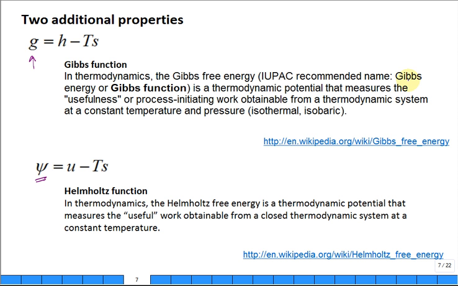The recommended name is Gibbs energy or Gibbs function. It's a thermodynamic potential that measures the usefulness of process-initiating work obtainable from a thermodynamic system at a constant temperature and pressure. So it's isothermal and isobaric. All right. Helmholtz function, Helmholtz free energy, a potential that measures the useful work obtainable from a closed thermodynamic system at a constant temperature. It's a combination of first law and second law.